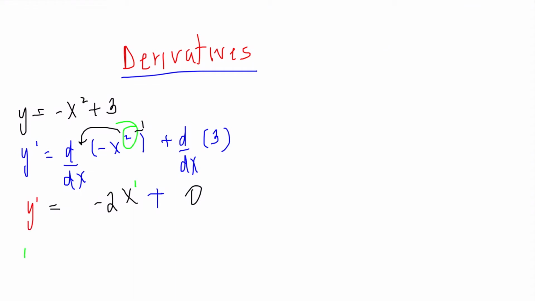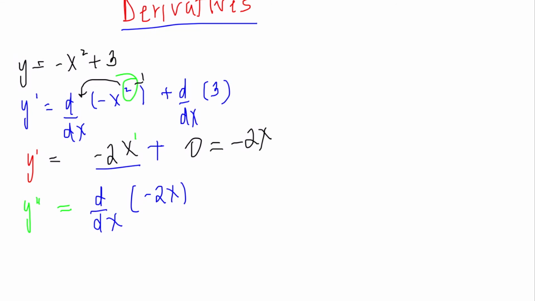If we want to find the second derivative, the y double prime, it's just going to be the derivative of y prime. So it is d over dx of minus 2x plus 0, and plus 0 makes no difference. So it's just going to be minus 2x. The second derivative y double prime will be the derivative of minus 2x.